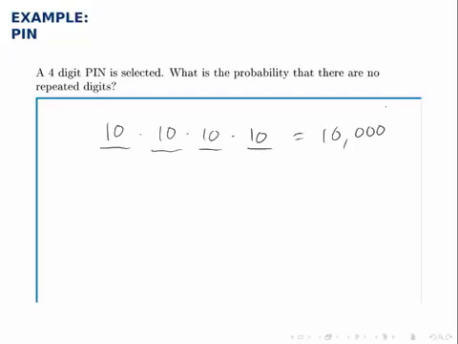Now, the second part is a little trickier. To calculate the probability that there are no repeated digits, we need to count the number of ways that you could select a PIN without repeating digits. Once we count the number of ways of doing that, if we divide that by these 10,000 total possibilities, we'll have the probability. So, counting the number of ways to build a 4-digit PIN without repeating any digits.